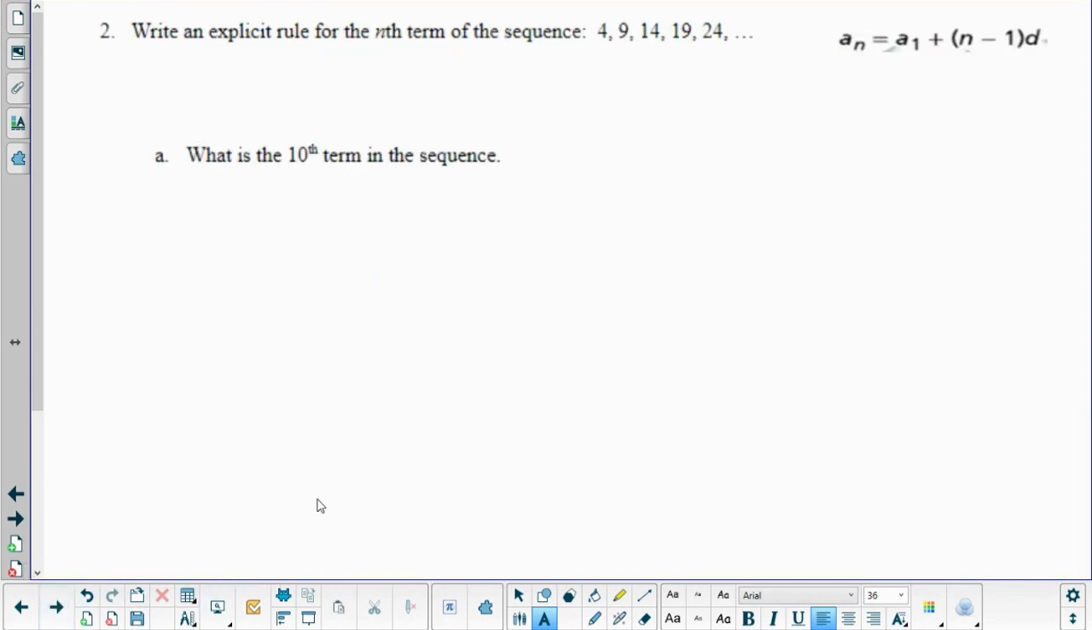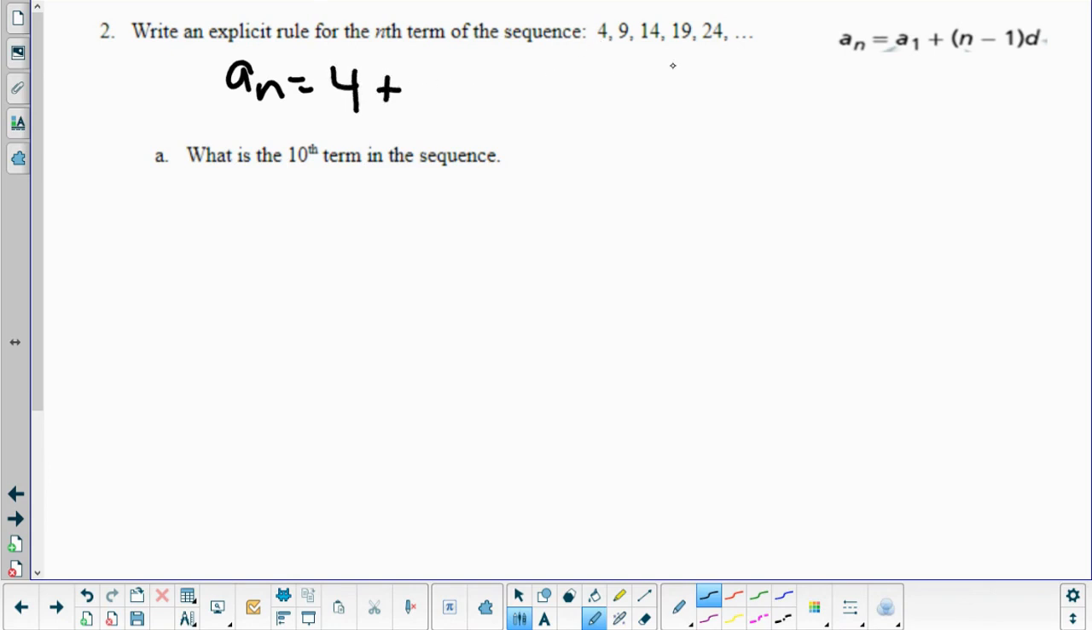Okay, for number 2, write the explicit rule for the nth term of this sequence. So I gave you over here, this is the explicit rule, the formula for that. So what we're going to do is we want the nth term. So anytime we see the n, we can go ahead and keep it in our sequence. Okay, so we're going to start with writing a sub n equals, a sub 1 stands for our first term in our sequence. So if we look at our sequence, it starts with a 4. Plus n minus 1, we're going to go ahead and keep that.